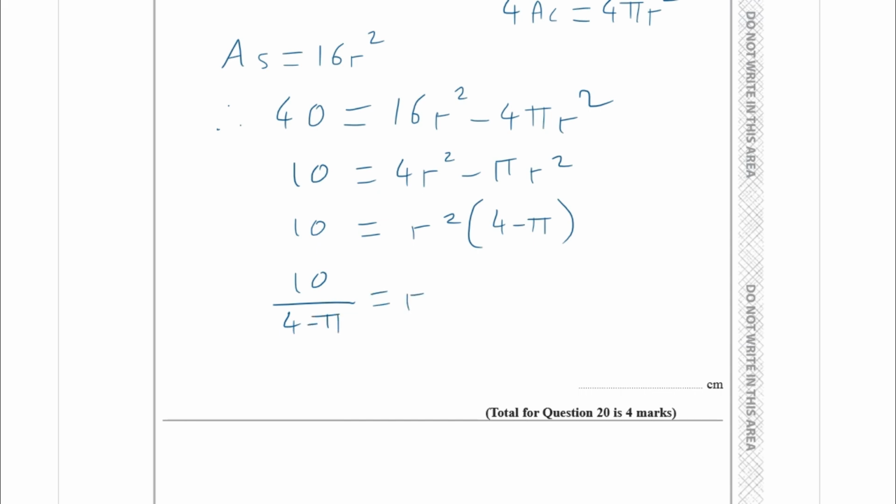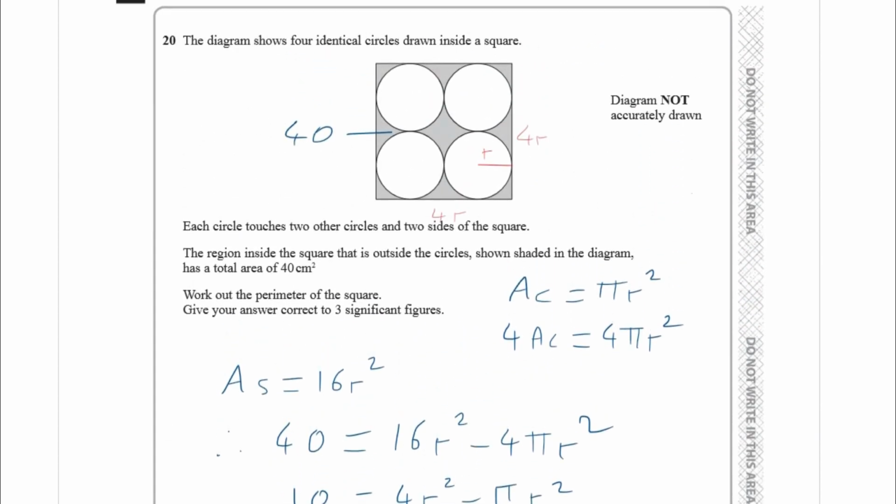And we can say that if I move this to the other side, 10 divided by (4 minus pi) is equal to r squared, and r is equal to plus or minus the square root of 10 over (4 minus pi). Now, it's important to notice that we're only going to take the positive square root because r is a length. In the question, we don't want to find just the radius of the circle. We'd like to find the perimeter of the square.